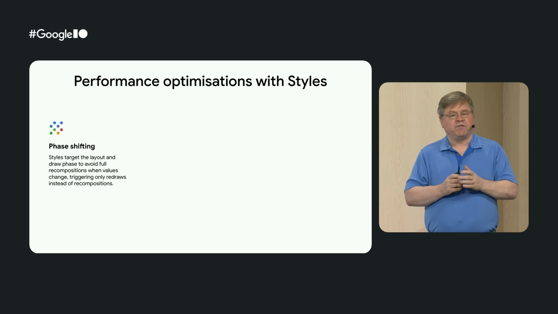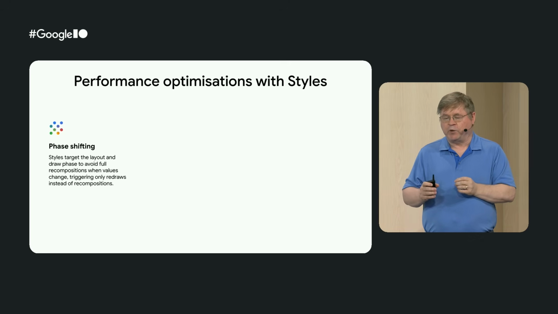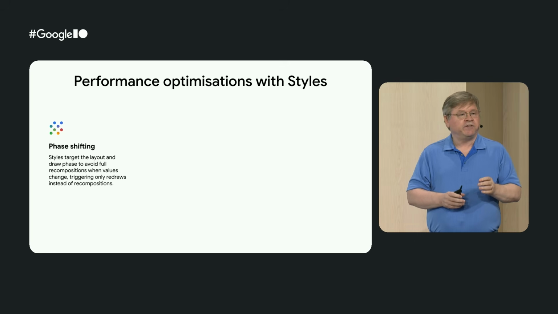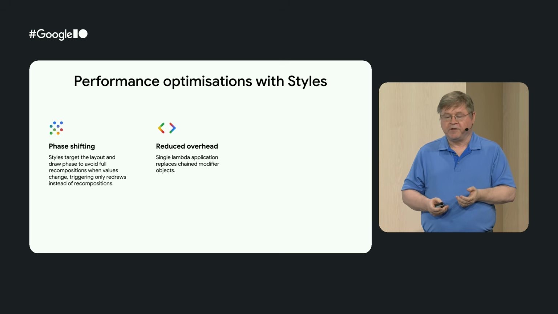The performance benefits for styles really comes from three things. Styles are created in composition, but they're only evaluated after composition. As explained earlier, this shifts the work done by a modifier into a later phase of compose, allowing composition to be skipped when a style changes.